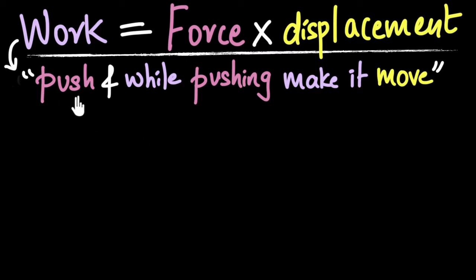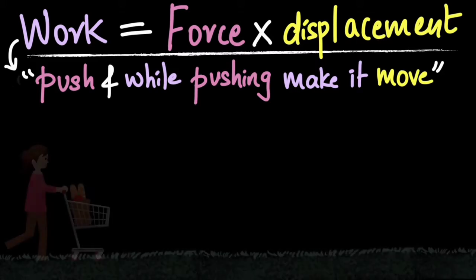So you have to push on an object because if you don't push or pull, the force will be zero, work will be zero. And while pushing, you have to make it move because if you don't make it move, there will be no displacement. And again, work will be zero. So let's quickly look at some examples to make more sense of this.